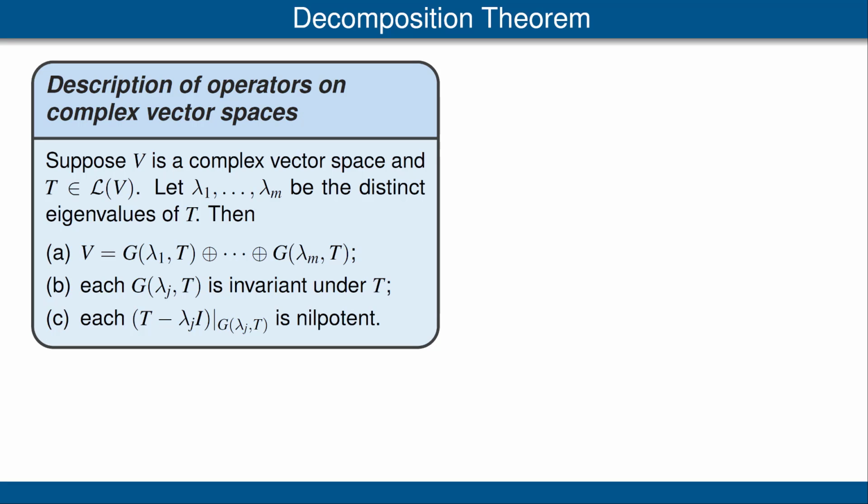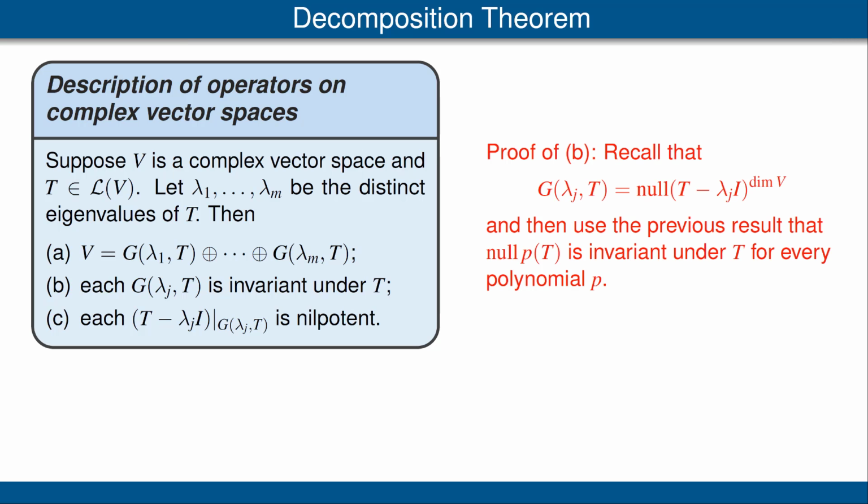We call this result a decomposition theorem because part A says that our vector space V decomposes into a direct sum of the generalized eigenspaces of T corresponding to the distinct eigenvalues of T. Part B says that each of these generalized eigenspaces is invariant under T. And part C says that if we restrict T to each of these generalized eigenspaces, we get a constant multiple of the identity plus a nilpotent operator. This is a very powerful description of what a general operator looks like.